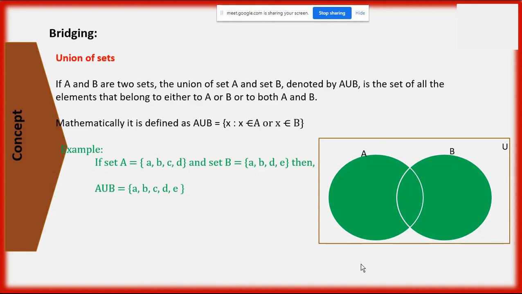From the example, if set A is A, B, C, D and set B is A, B, D, E, then the union is the common elements and the remaining elements. And my dear students, the concept of union of sets can be generalized from the algebra part also. In algebra, we will discuss LCM, and LCM represents union. That is the union, because we find the LCM from the common expression, common factor, and then the remaining factors.